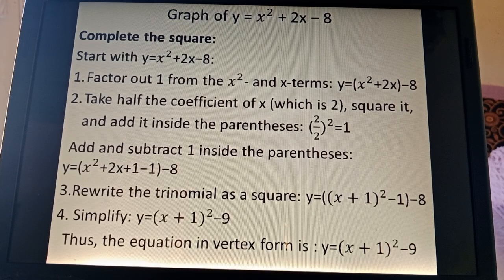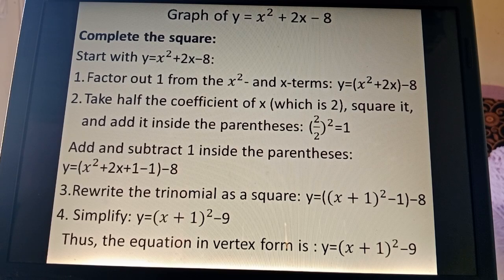Number 4, rewrite the trinomial as a square, and you find that y equals x plus 1 squared minus 1, because when you added and subtracted 1, you formed a perfect square whose binomial factor is x plus 1, and that is now becoming x plus 1 squared minus 1. Okay, the one you had introduced, minus 8.